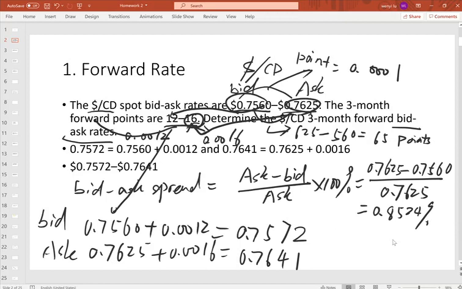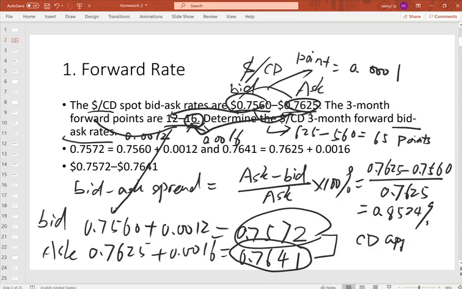So what do these two numbers mean? On a spot market, we are expecting, in 3 months, our bid price will go up to 0.7572. Our asking price will also increase to 0.7641. So in 3 months we are expecting our dollars to Canadian dollars will appreciate, meaning our Canadian dollars will appreciate. That's for the first question, for the forward rate.